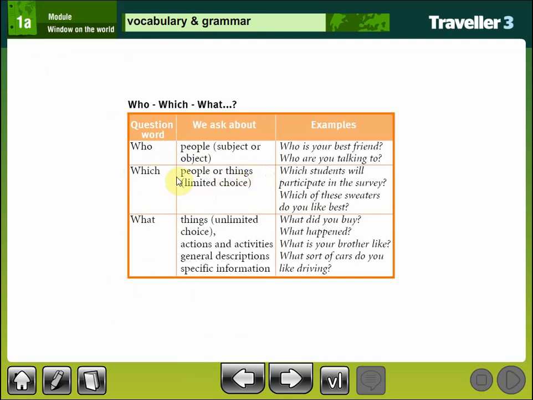If you have a limited choice, if you're given a choice of, like, 3 things, which of these sweaters do you like the best? What is unlimited choice? Like, what color do you like? I like blue or black or white. But if you have 3 colors here, 3 only, and you say which color do you like? So you choose one of the 3.